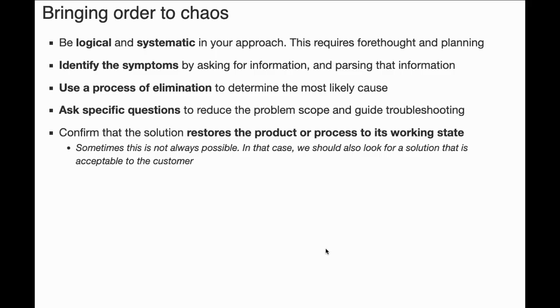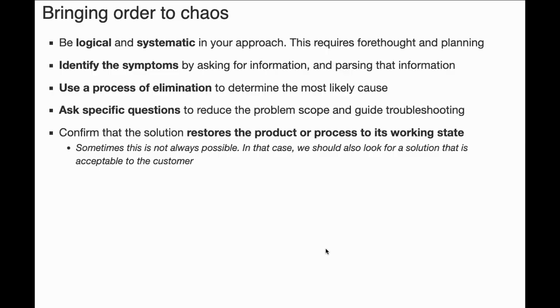Bringing order to chaos. Be logical and systematic in your approach. This requires forethought and planning. Having a methodology and structure helps to guide the investigation in a predictable and structured way. Identify the symptoms by asking for information and parsing that information. We need to be strategic with our requests for information and our processing of it.